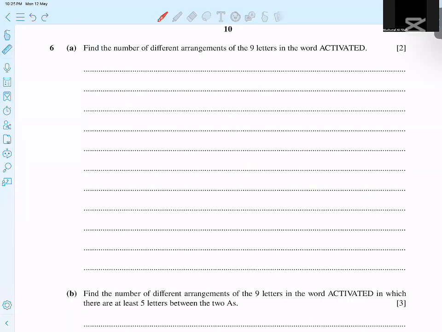Number 6 question, find the number of different arrangements. Whenever the word arrangement comes, it stands for permutation. So permutation. 9 letters, the word activated. How many letters are repeating? I can see that A's are coming 2 times. And T is also coming 2 times.